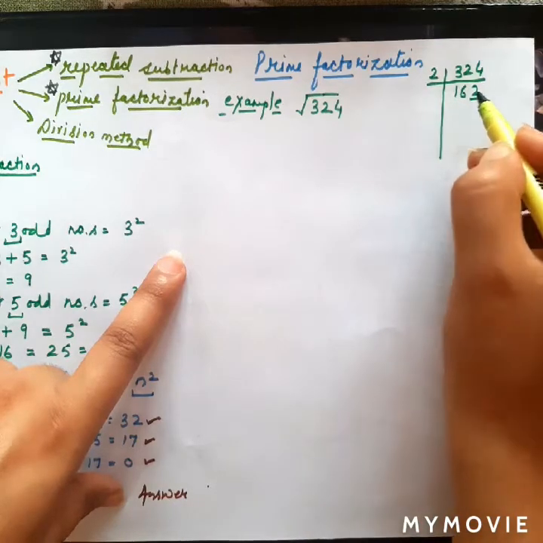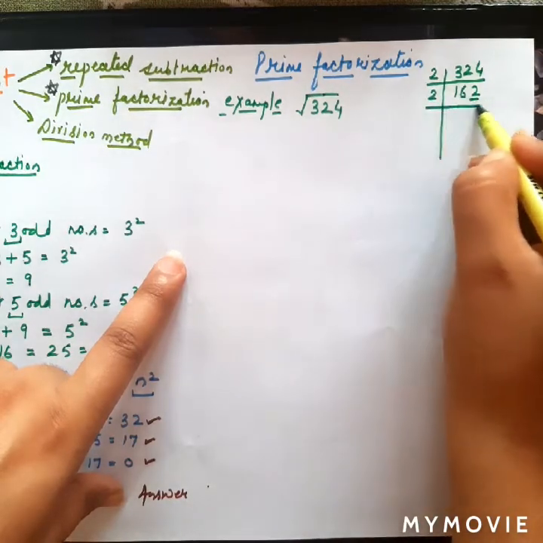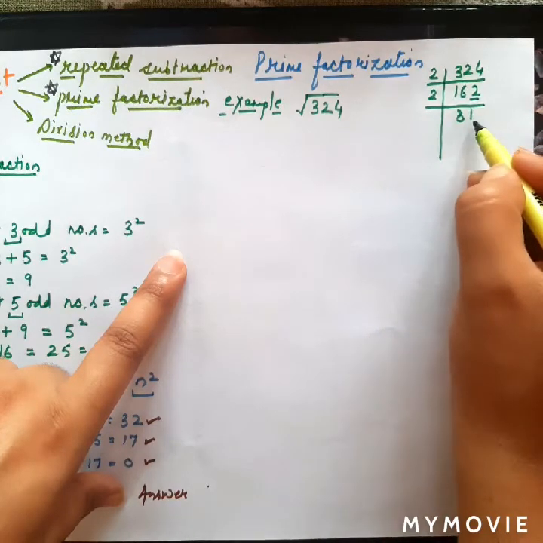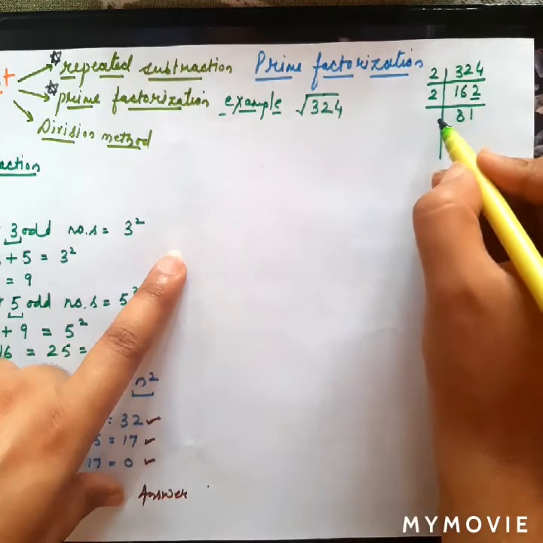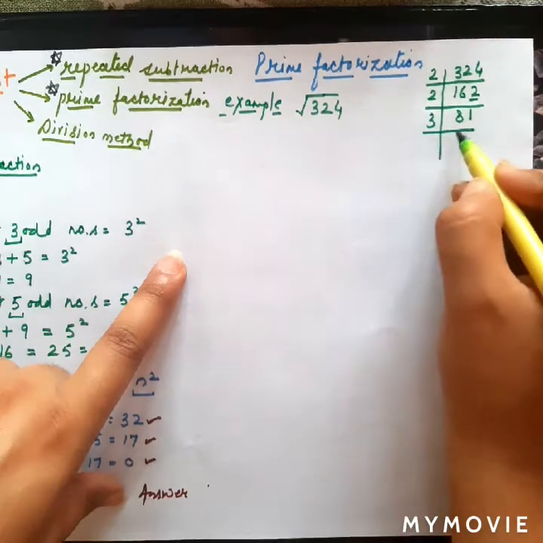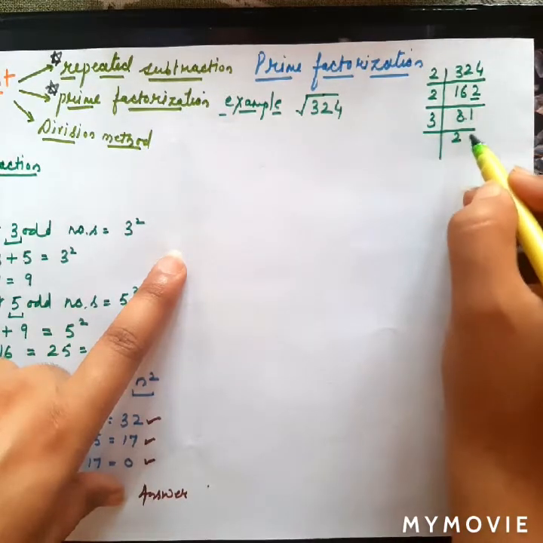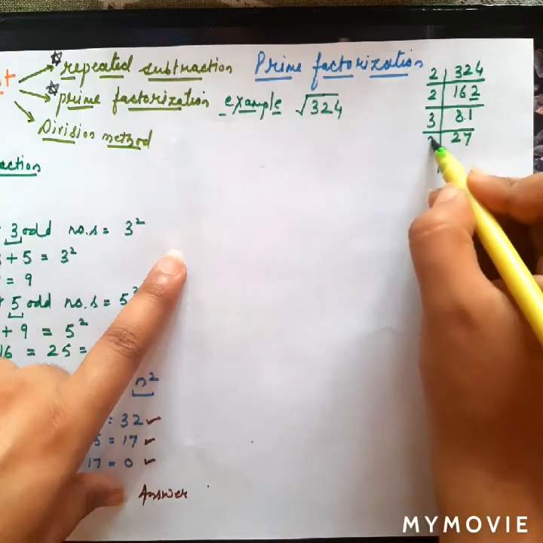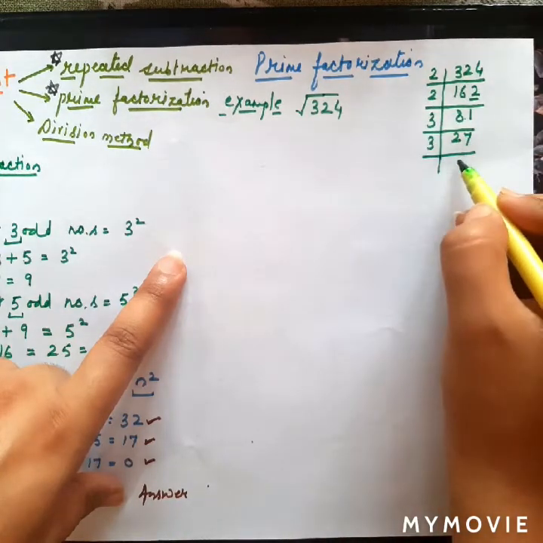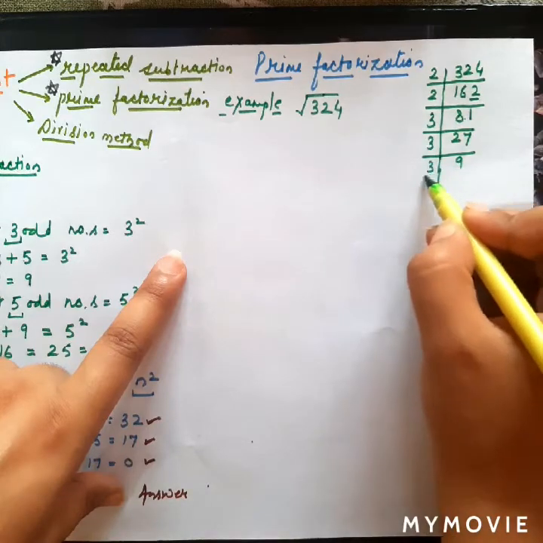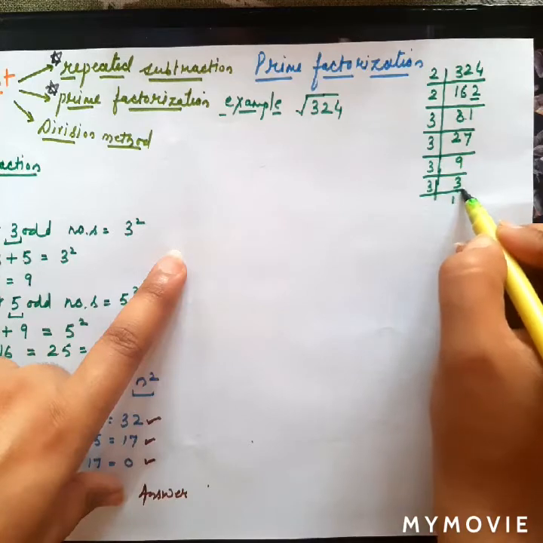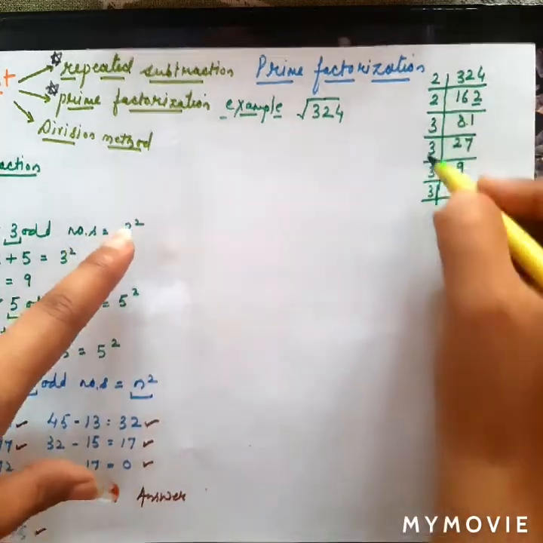Again, this is an even number, so we can again divide it by 2. 2 eights are 16, 2 ones are 2. This is an odd number. Now we will focus on some odd number. Let us take 3. 3 twos are 6, 7 eights, 2 left, 2 threes are 21. Again it will be divided by 3. 3 nines are 27, 3 threes are 9, then 3 ones are 3, right? So these are the prime factors.